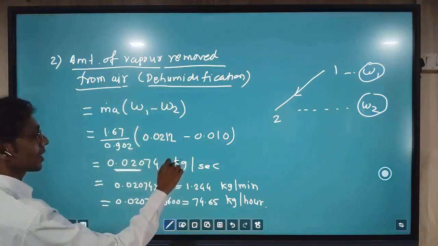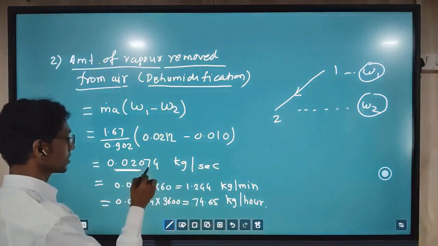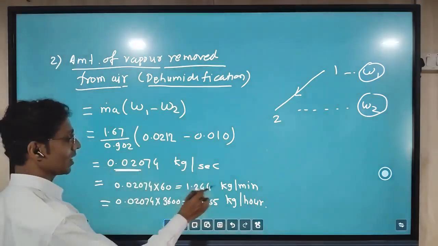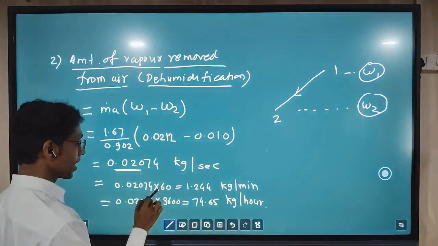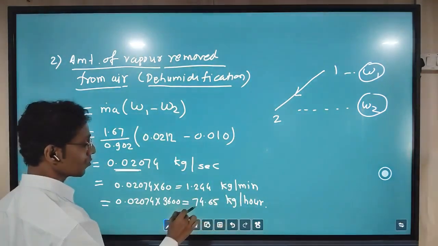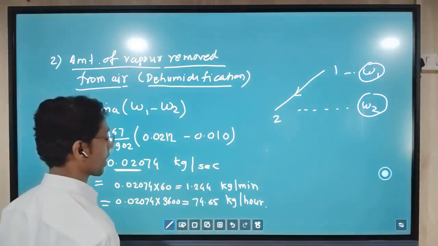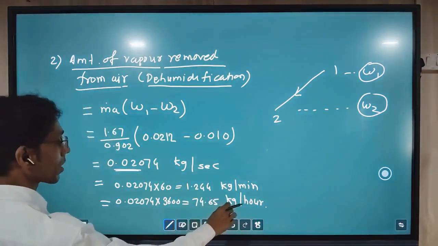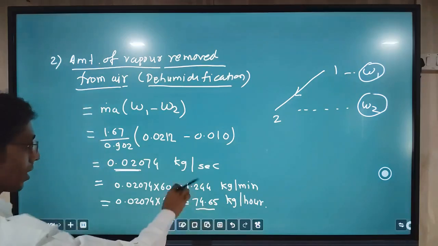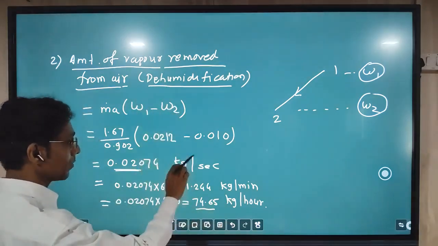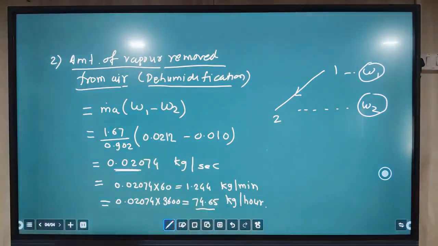Now this dehumidification can be expressed in different units. If we multiply this value by 60, we find this moisture removal in kg per minute, and if we multiply it by 3600, we find dehumidification in kilogram per hour. This is the amount of water vapor removed in 1 hour. So as per the requirement, the amount of vapor removed can be mentioned in either kg per second, kg per minute, or kg per hour.